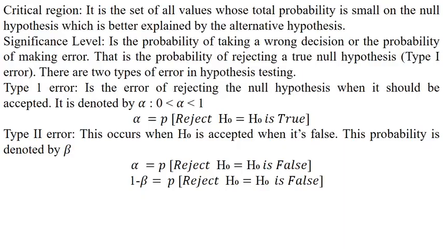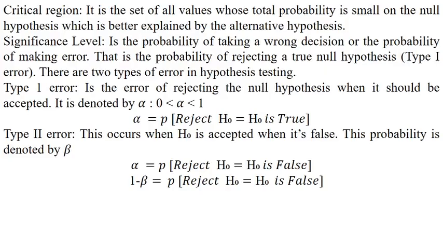Alpha is the probability of rejecting our H naught when our H naught is true, when it is supposed to be accepted. That is type 1 error. Let me repeat myself: the probability of rejecting H naught, the null hypothesis, when it should be accepted. That is, alpha equals the probability of rejecting H naught given that H naught is true.